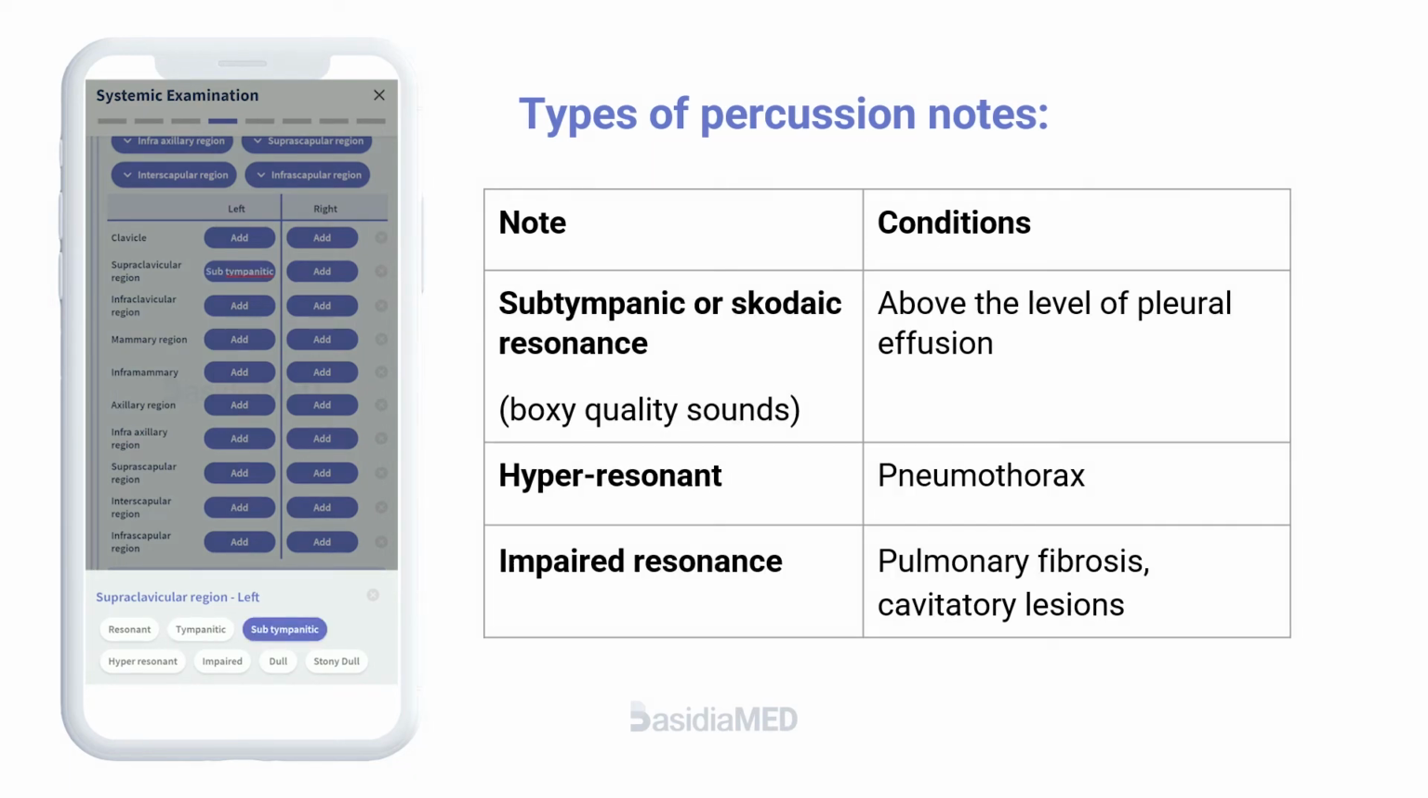Subtympanic or skodaic resonance, or boxy quality sounds, are heard above the level of pleural effusion. Hyperresonant sounds may be heard in pneumothorax, asthma, and emphysema. Impaired resonance may be due to pulmonary fibrosis, cavity with surrounding fibrosis, as in TB, or malignancy.